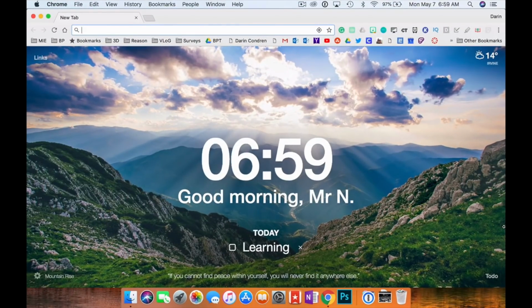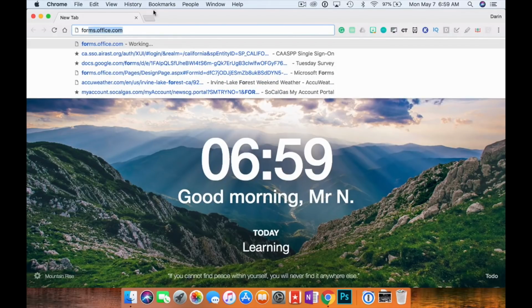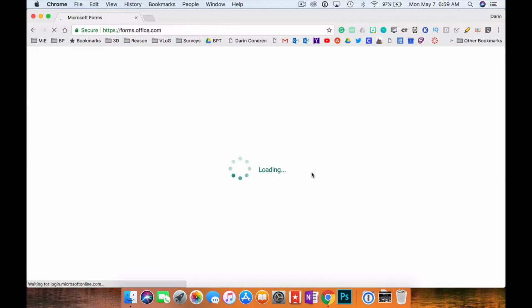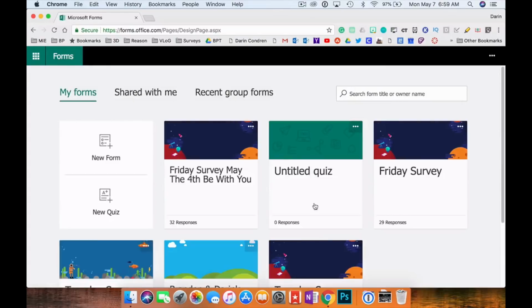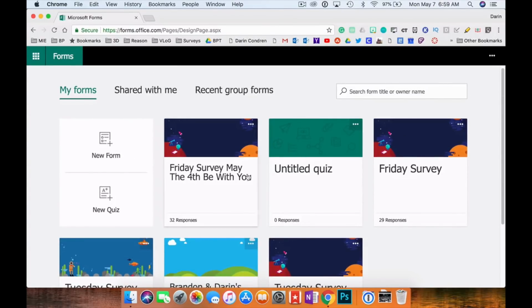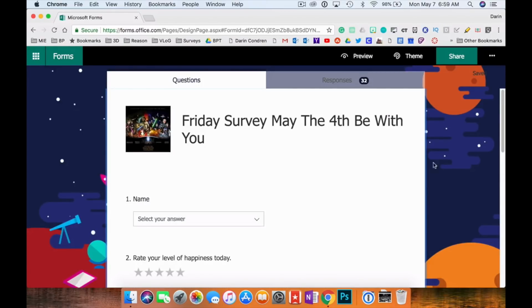Okay guys, the first thing that you've got to do is navigate over to Forms. All of the apps from the Office suite can be found at office.com, or you can go directly to them by starting with the app that you're looking for, in this case Forms, forms.office.com. I'm going to log in from there. Here you can see some of the surveys that I've done. This was last Friday, and let's look at how I set this thing up.